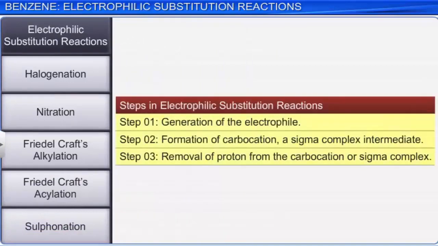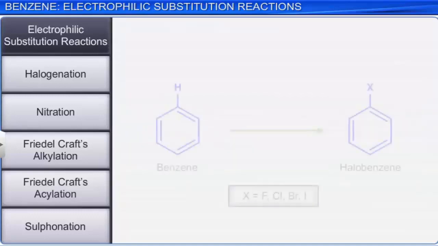Before we proceed into the detailed study of each type of reaction, let us have a look at the mechanism of a general electrophilic substitution reaction. A general electrophilic substitution reaction involves 3 steps. They are generation of the electrophile, formation of carbocation, a sigma complex intermediate, and removal of proton from the carbocation sigma complex. Now, let's take a closer look at each type of electrophilic substitution reaction along with the mechanism in detail.